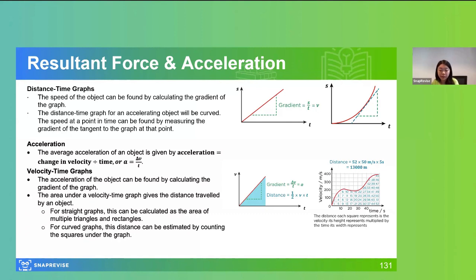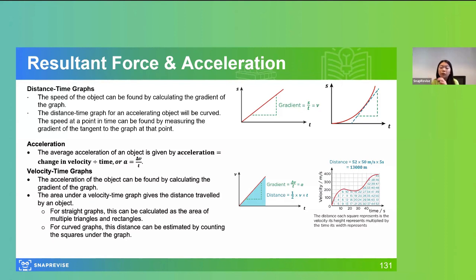Velocity-time graphs are very similar. Velocity over time, if it's straight, it's going to be constant acceleration. So be careful with this. Distance-time graphs, slope is velocity, straight line is constant velocity. If it's a velocity-time graph, the slope is acceleration, and if it's a straight line, it is a constant acceleration.